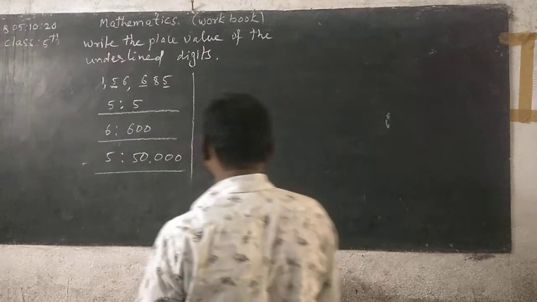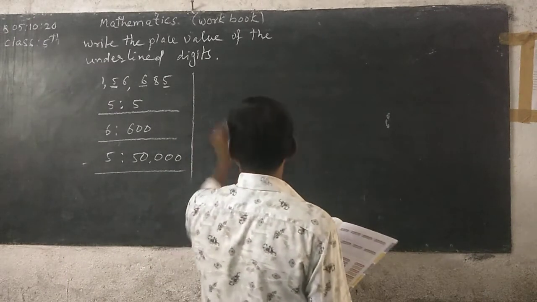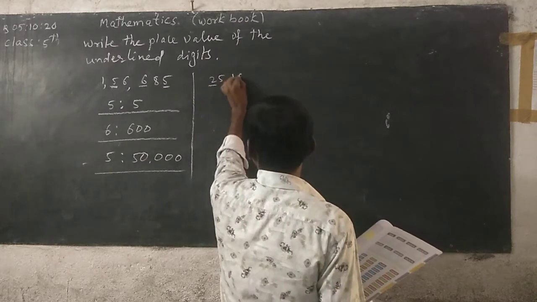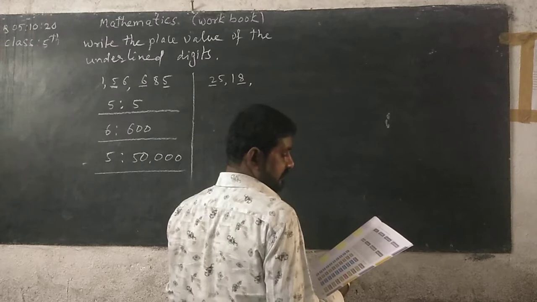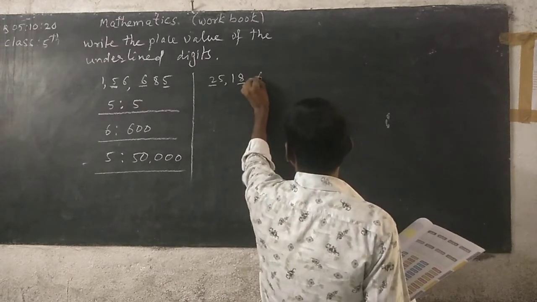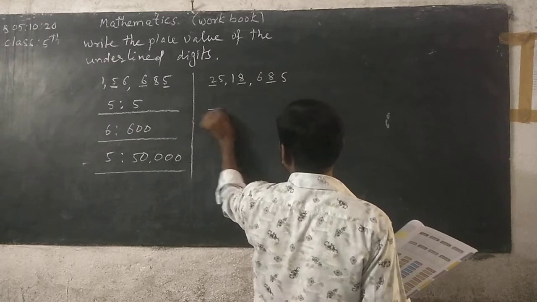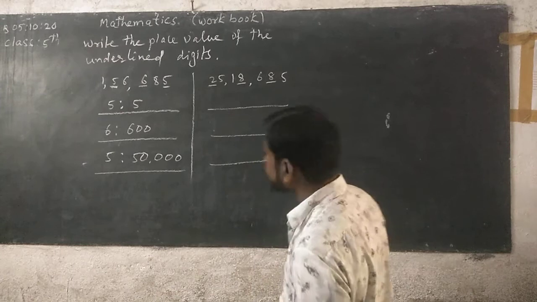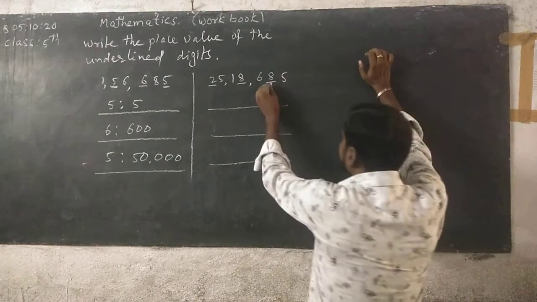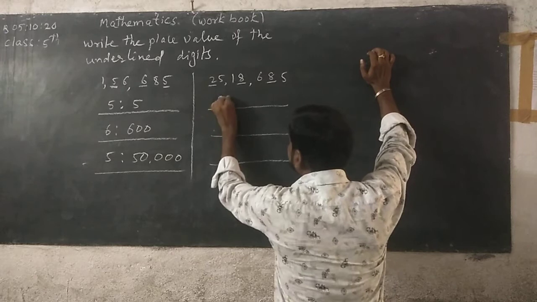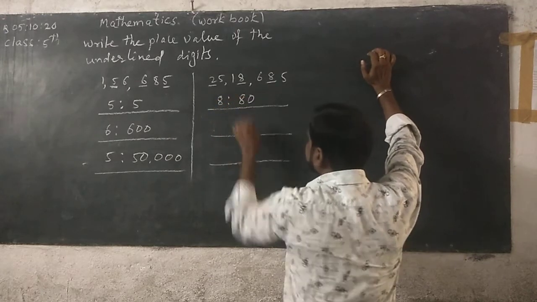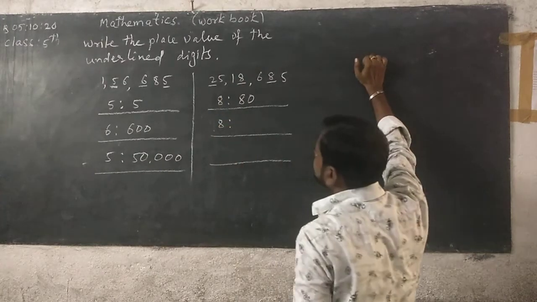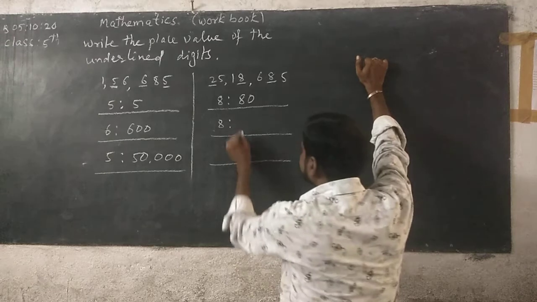Next, 25 lakh 18,685. First we can write from right to left side. The underlined digit is 8. 8 is in tens place. 8 tens is 80. Next 8 is in thousands place, 8,000.